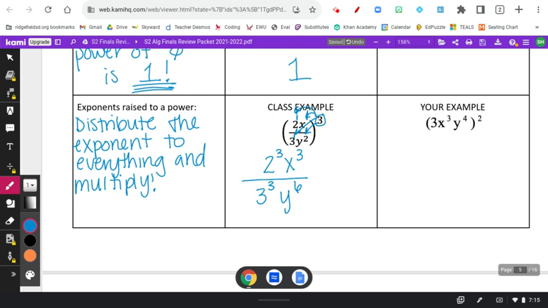And this right here would be your final answer unless you chose to do 2 to the third and 3 to the third in your calculator and get the actual numbers. That was exponents.